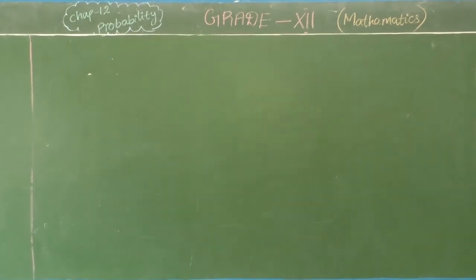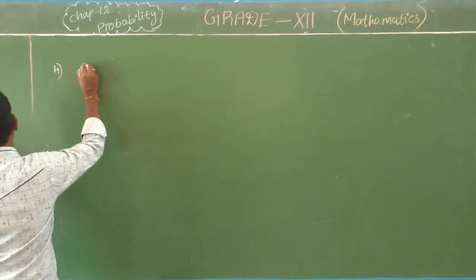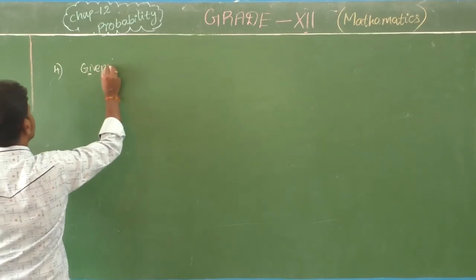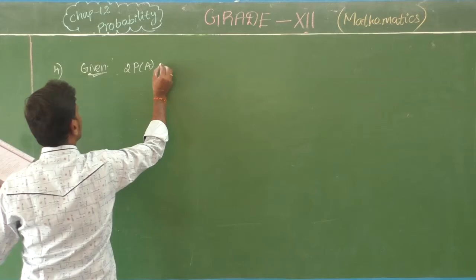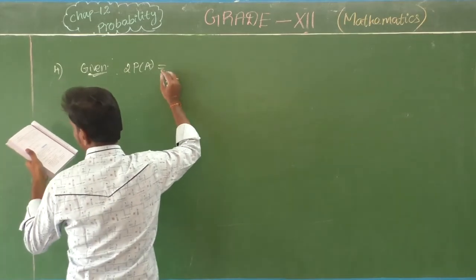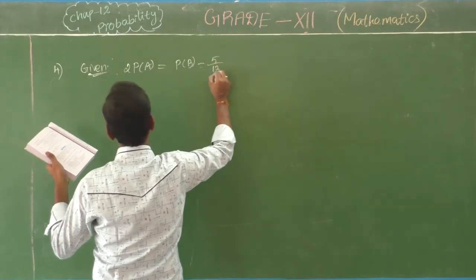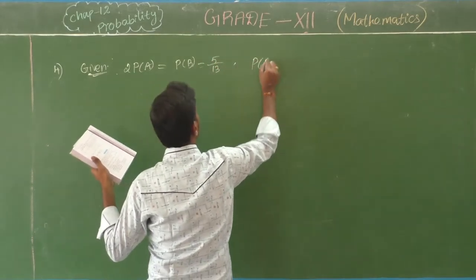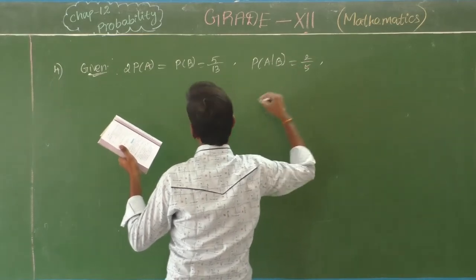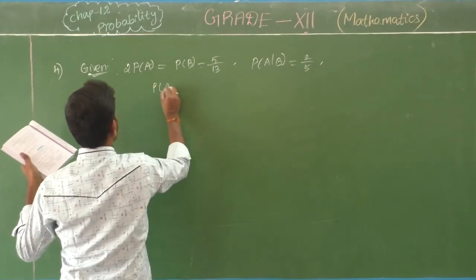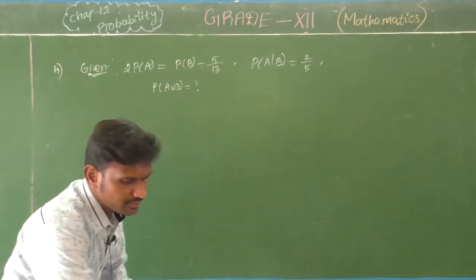Then the fourth question, evaluate. And first what is given means, given 2 into P of A, which is equal to P of B, which is equal to 5 by 13, and P of A by B, which is equal to 2 by 5. Now what they are asking means P of A union B. Find the value of P of A union B.